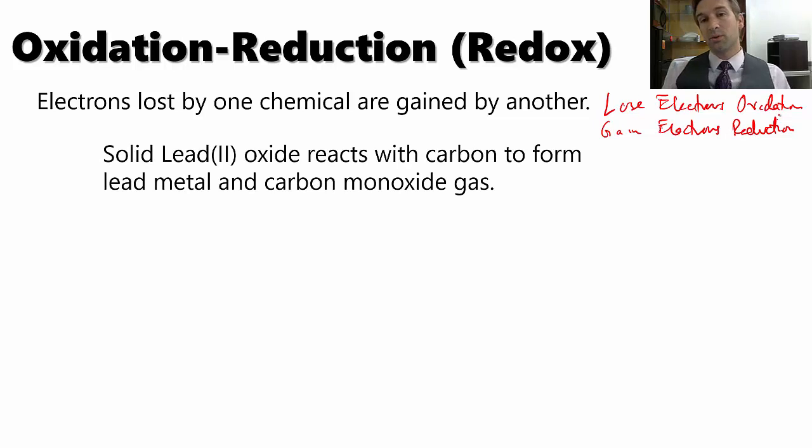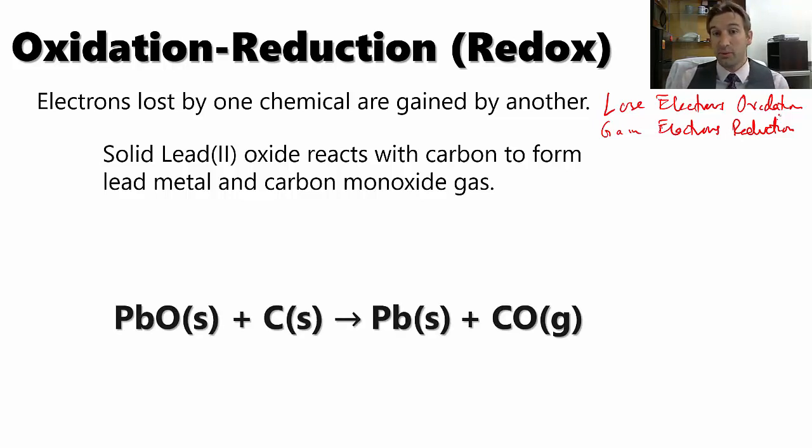Our example equation that we're going to talk about would be the reaction of lead-2 oxide combining with carbon to form lead metal and carbon monoxide gas. So as we write that out, we're going to see that is our lead-2 ion here with oxygen, carbon as an element, we have lead as an element in our product form, and then we have carbon monoxide, so we have a molecular gas that's coming off of this thing as well.